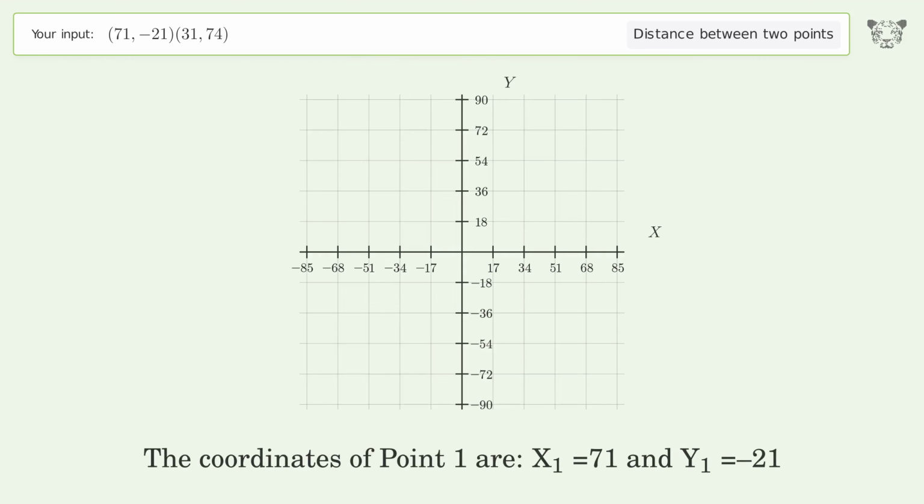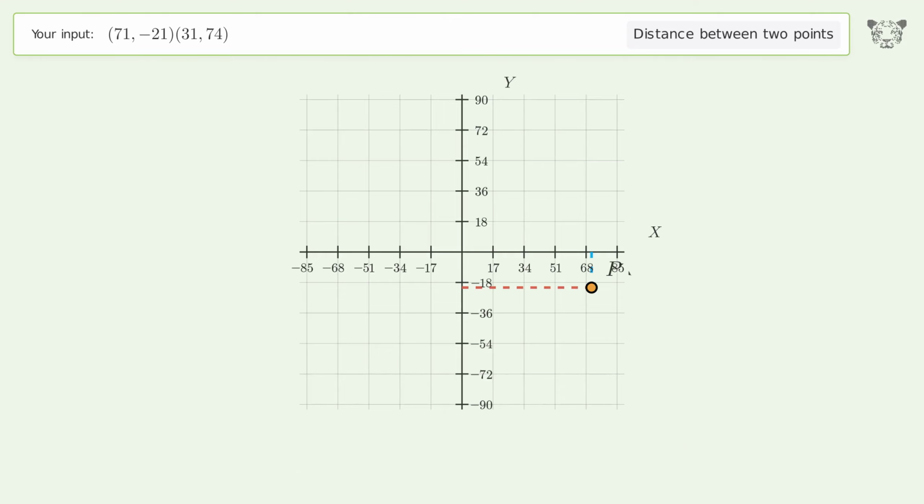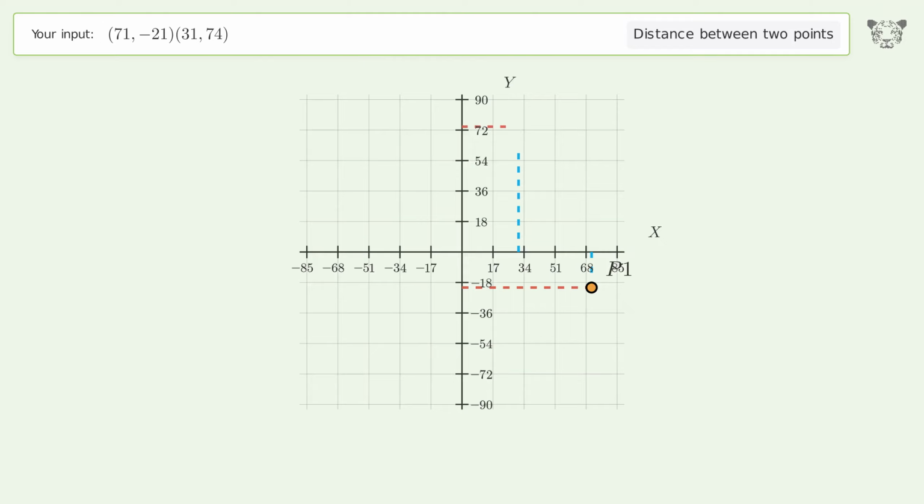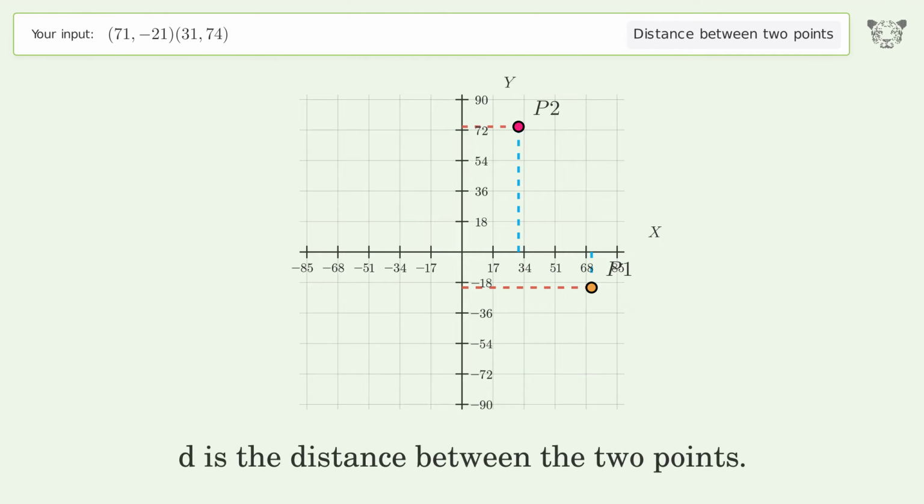The coordinates of point 1 are x1 equals 71 and y1 equals negative 21. The coordinates of point 2 are x2 equals 31 and y2 equals 74. D is the distance between the 2 points.